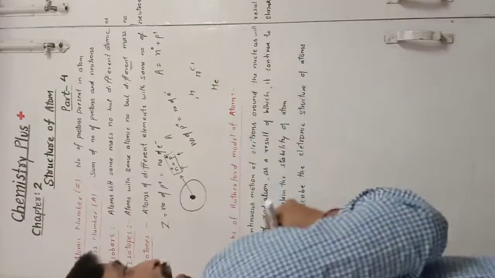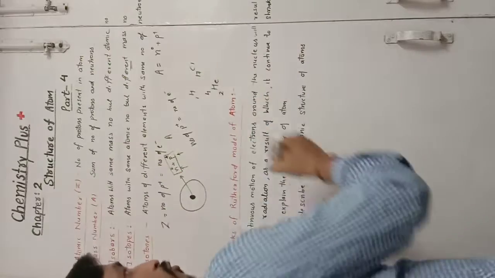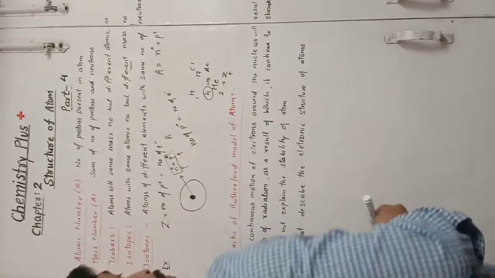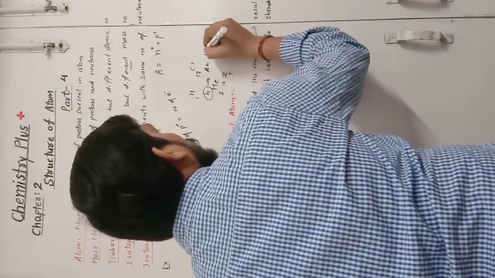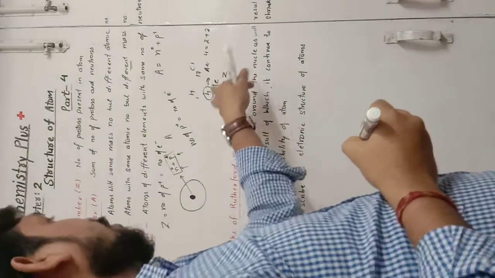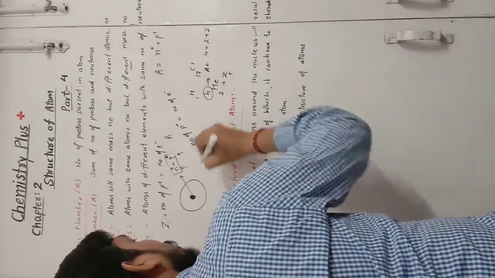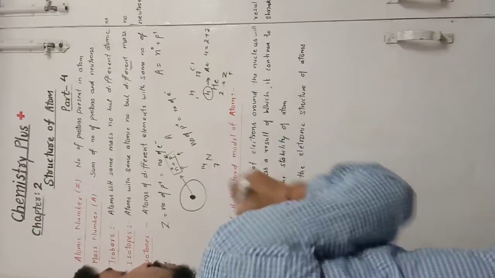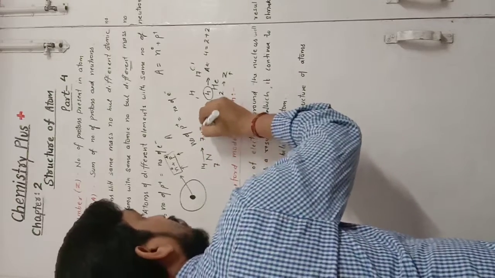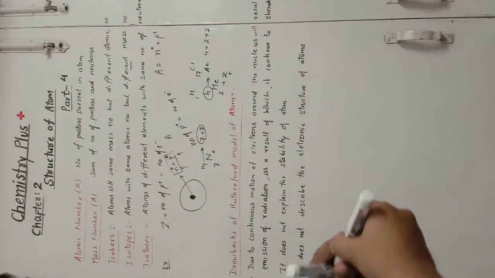For example, the helium atom has atomic number 2 and mass number 4. Here 4 is A, and 2 is taken as Z. Z is the atomic number and A is the mass number. So a mass number of 4 means there are 2 protons and 2 neutrons present in the nucleus of this helium atom. In the case of nitrogen, with atomic number 7 and mass number 14, there are 7 protons and 7 neutrons present in the nucleus of a nitrogen atom. So this is what the mass number is.